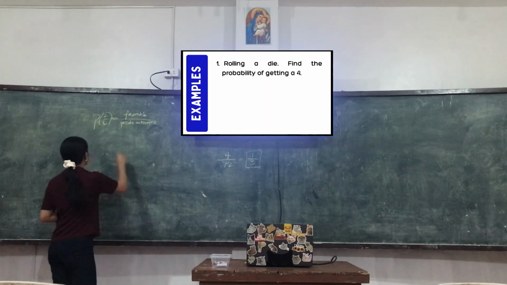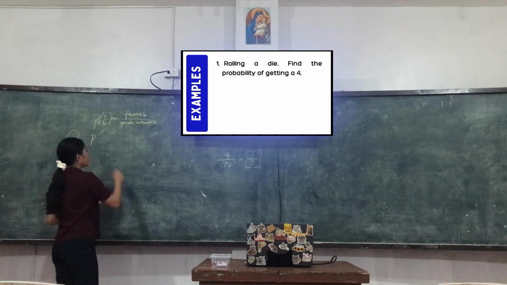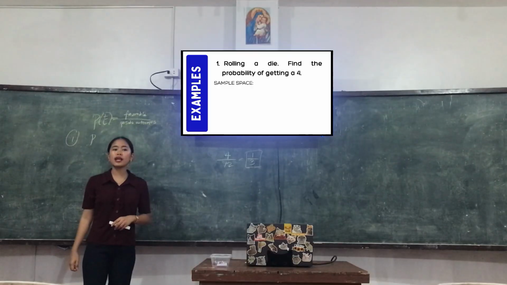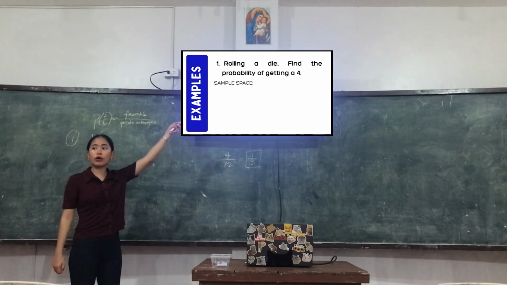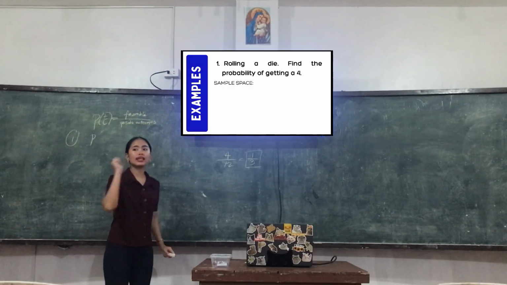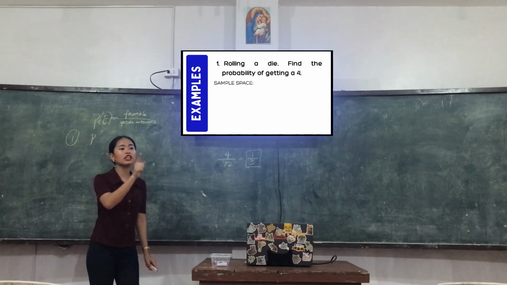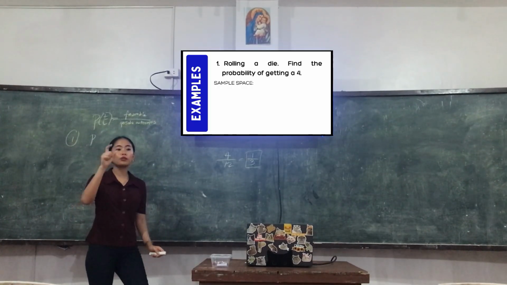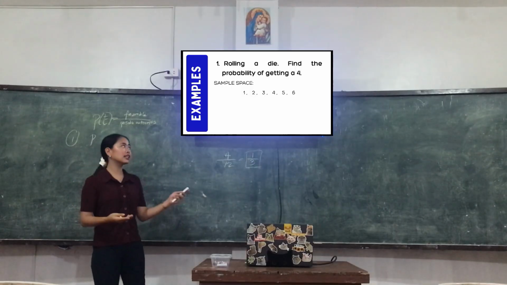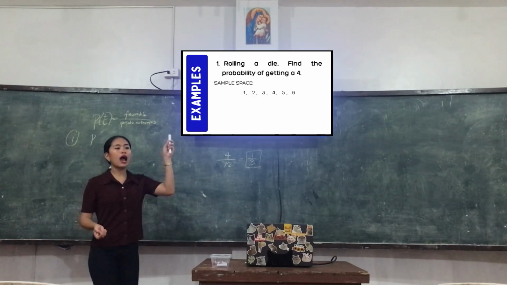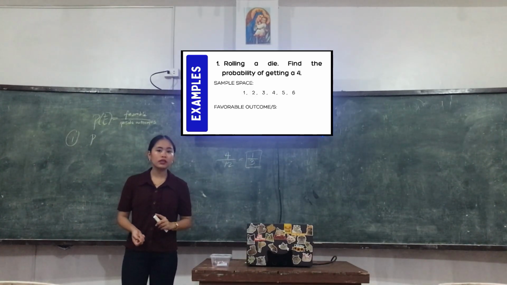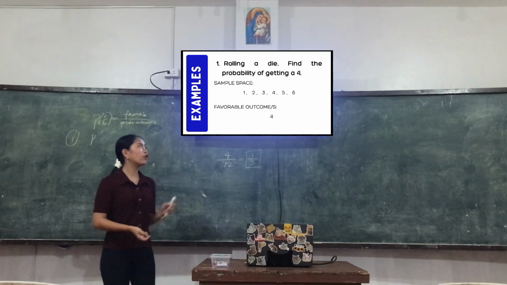Alright, so in our problem right here for number 1, we are to identify the sample space. What is the sample space in our problem? We have a die that has 6 faces, and each face has a certain number from 1, 2, 3, 4, 5, and 6. So that will be our sample space. How about the favorable outcome? Our favorable outcome is 4.